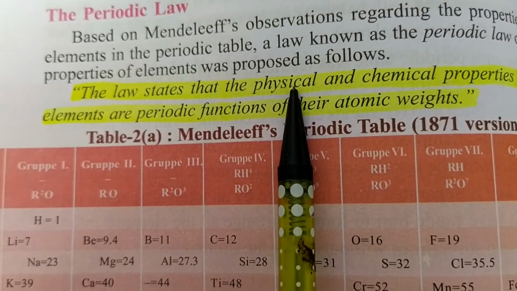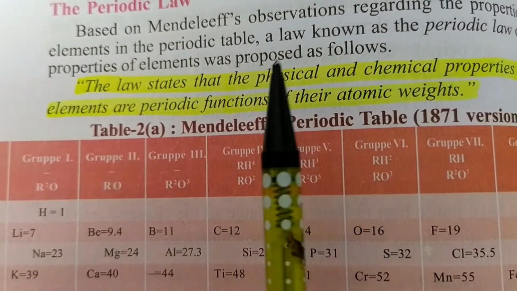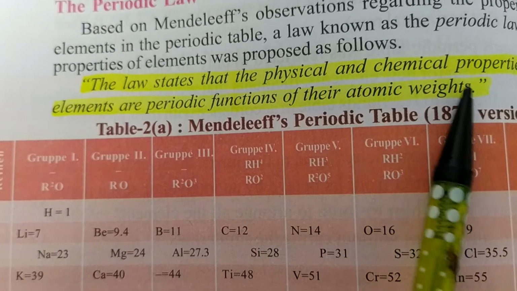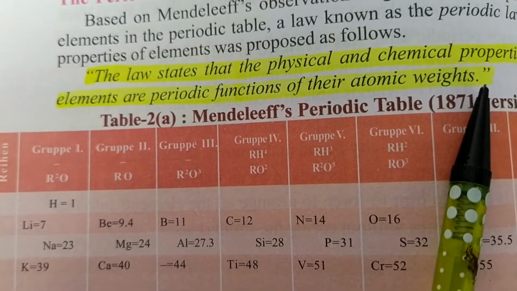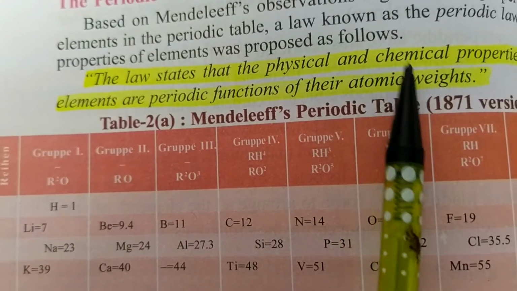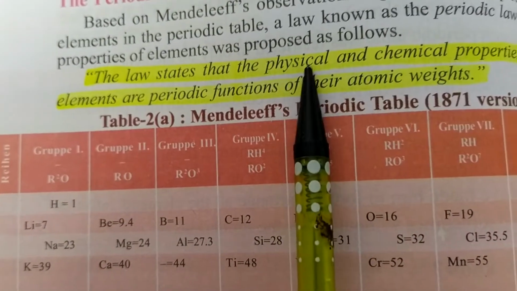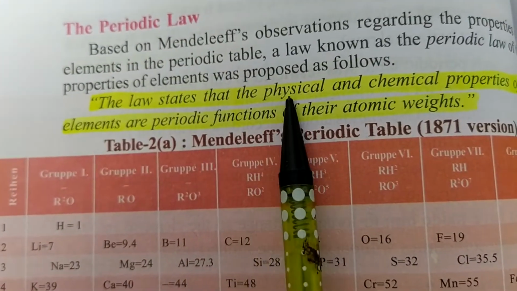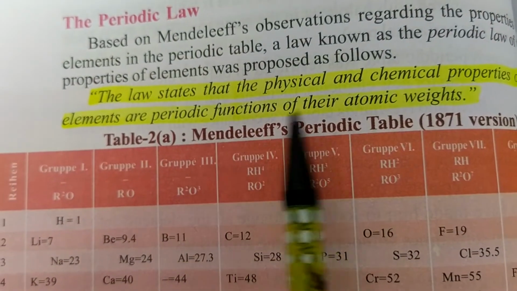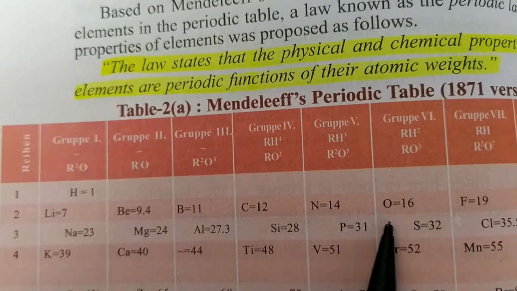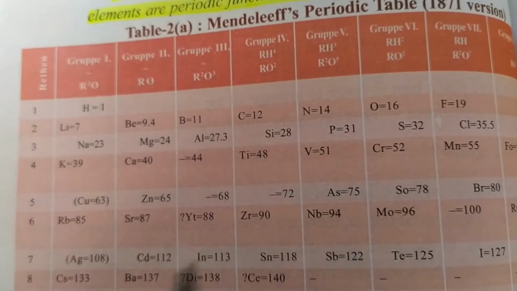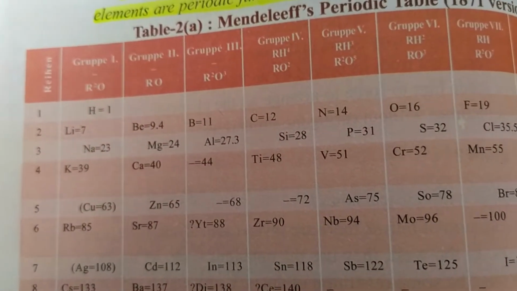What is given? Physical and chemical properties. Both the physical and chemical properties of elements are periodic functions of their atomic weights, meaning they depend on atomic weight. According to Mendeleev, the physical and chemical properties depend on atomic weight. Hence, he gave a table that is totally based on atomic weights.